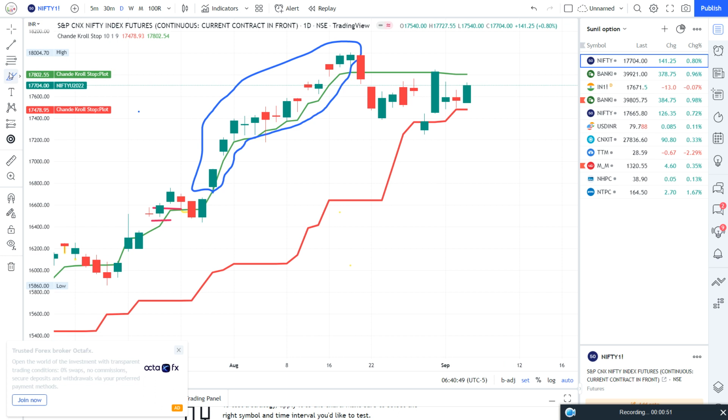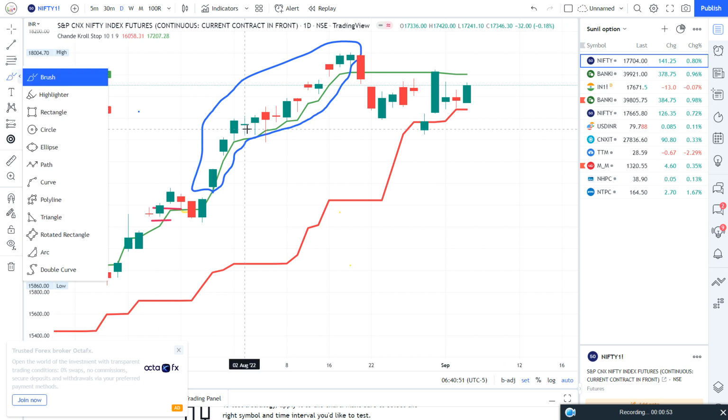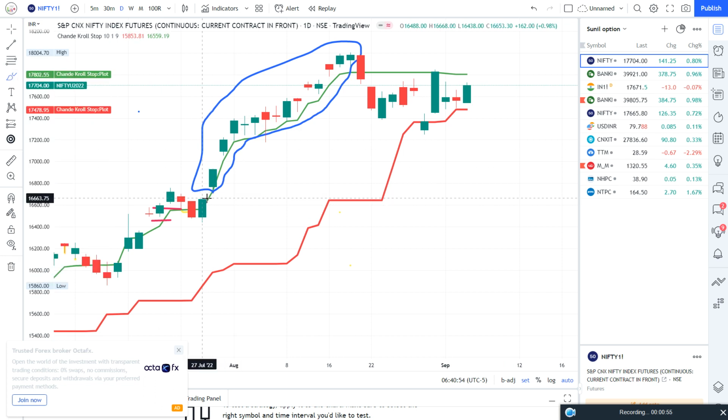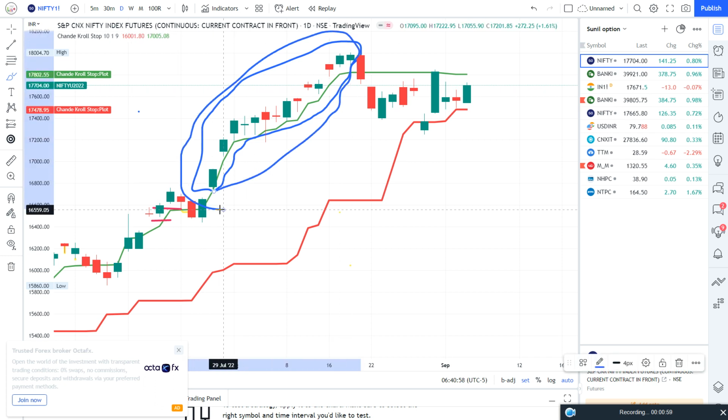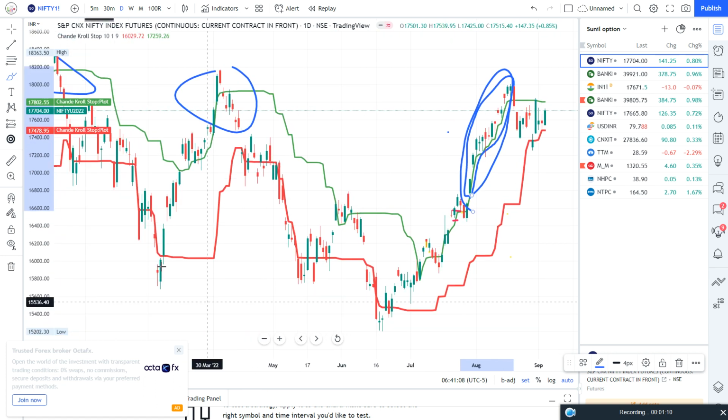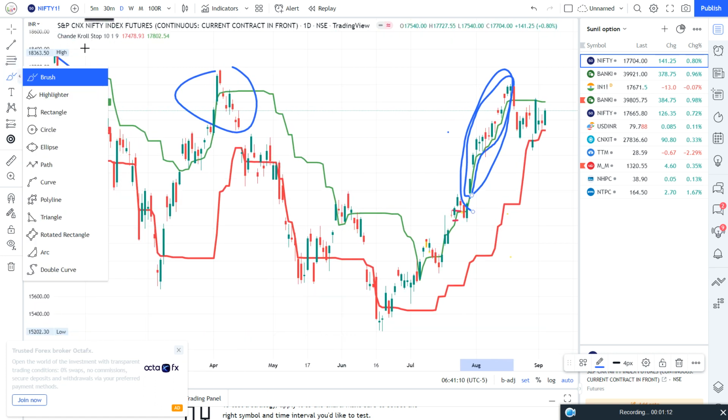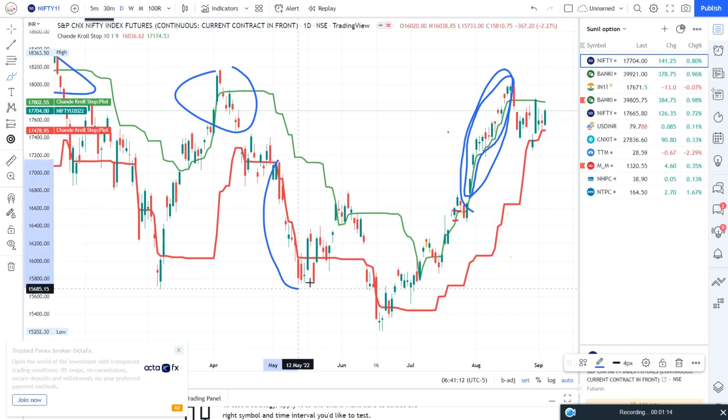But one more thing you can notice, self learning point is this: when candle moves above this green line, we can get the smooth up movement, and when it moves below this lower band, then we can get the big downfall. I show you guys in this area, this one.